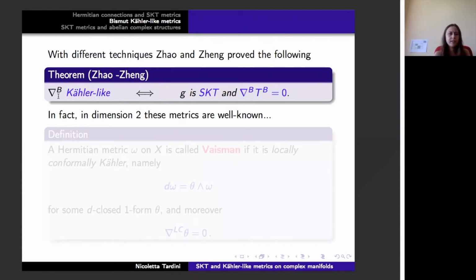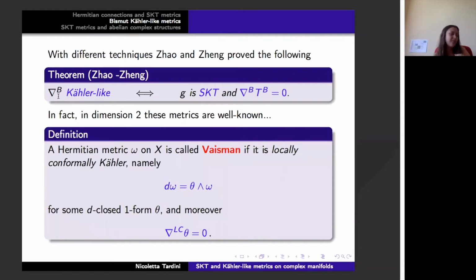Let me first recall the definition of another class of non-Kähler Hermitian metrics, the Vaisman metrics. A Hermitian metric is called Vaisman if it is locally conformally Kähler, which means that omega is locally conformal to a Kähler metric. In general the differential of omega will not be 0, but it will equal theta wedge omega for some d-closed one-form theta. Vaisman means that in addition theta is not just d-closed, but parallel with respect to the Levi-Civita connection. So in particular, theta is co-closed, and that means Vaisman metrics are examples of Gauduchon metrics.